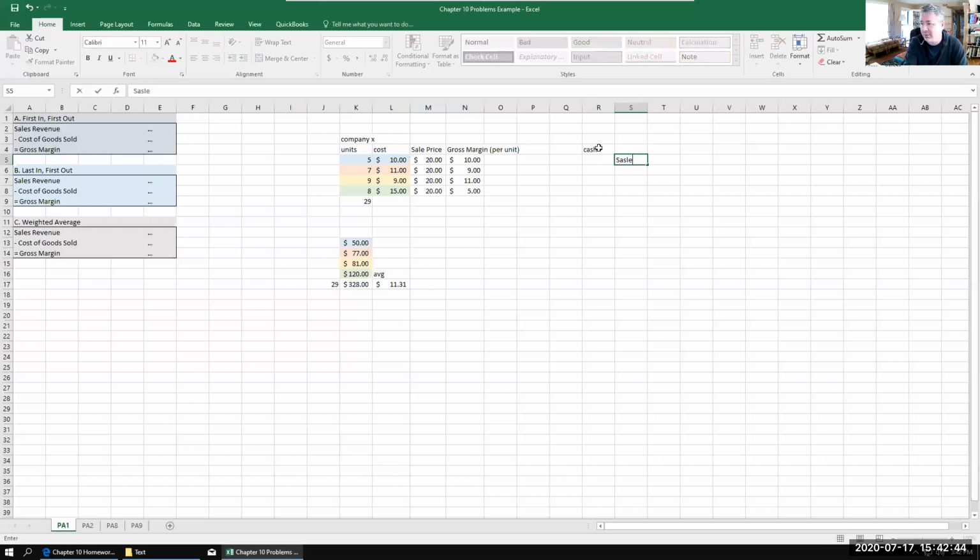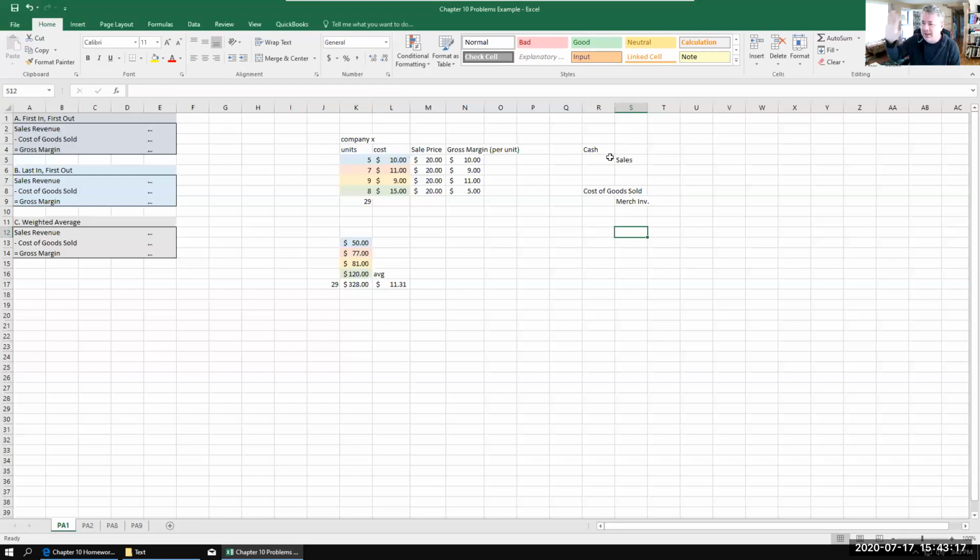And sales, and we're also going to have our cost of goods sold and our merchandise inventory. I'm just going to call it merch. Okay, and so we're just looking at how much we're going to make based on which of these inventory costs we're going to be costing out.